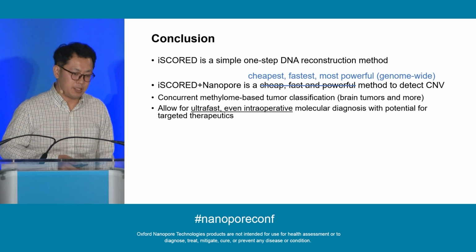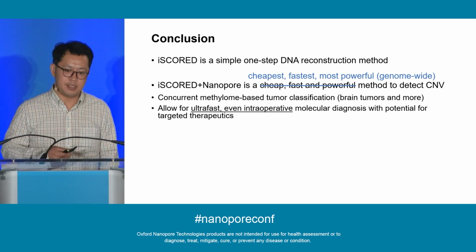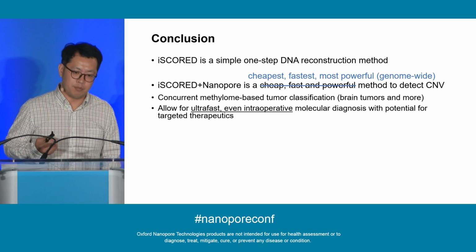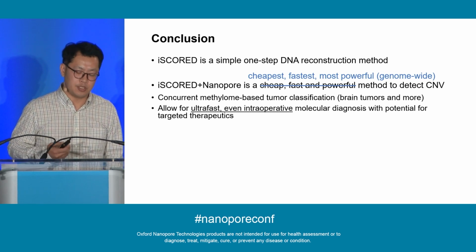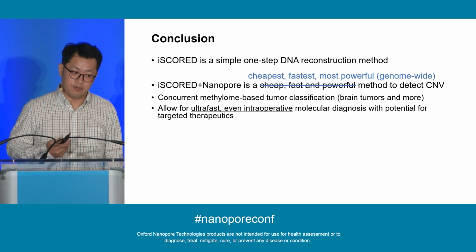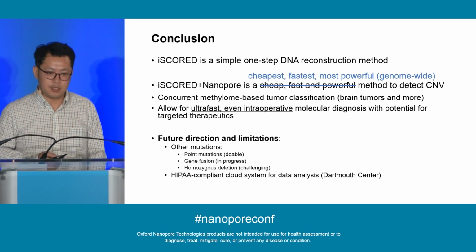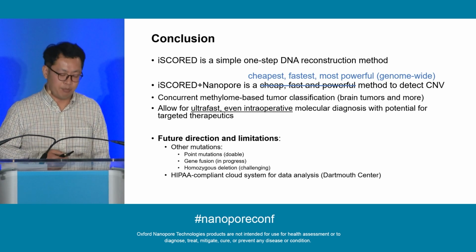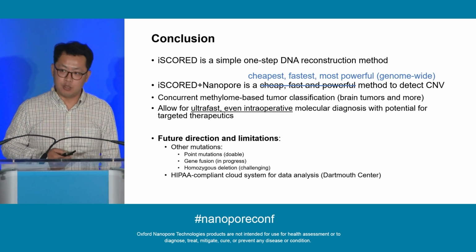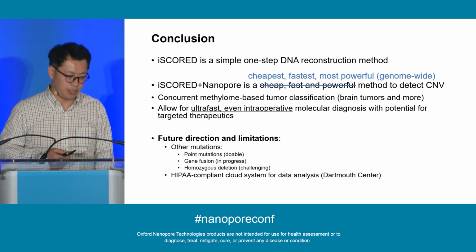So what does it mean? We can tell the surgeon what the tumor is and some of the possibly targetable mutations intraoperatively, so they can treat the patient even faster, or even intraoperatively in the future. Other mutations like point mutations are compatible. Gene fusion is a bit challenging. Homologous deletion is a bit challenging.